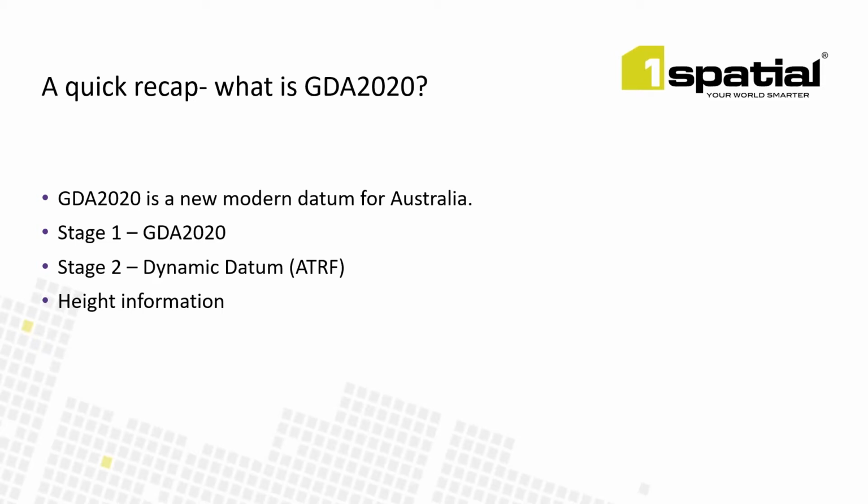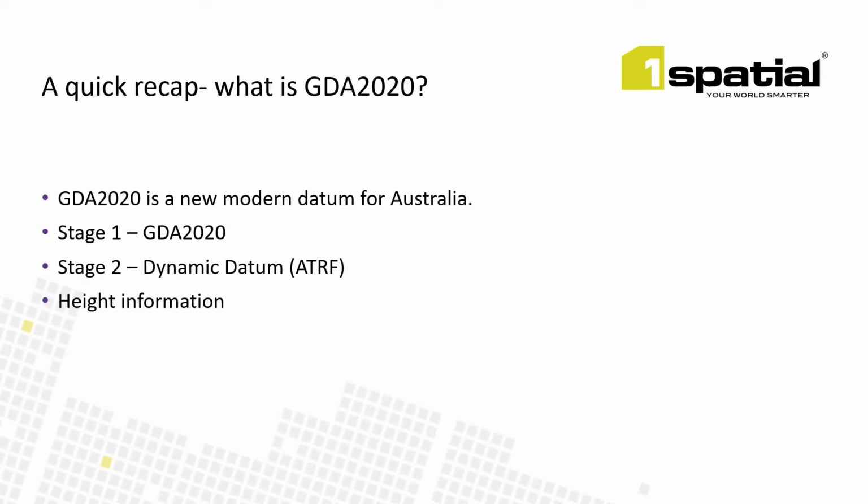So the first stage of the adoption of GDA 2020 is the new GDA 2020 datum, which is another static datum similar to GDA 94, but it is in line with the International Terrestrial Reference Frame at January 1, 2020. And then the second stage is the adoption of a dynamic datum, known as the Australian Terrestrial Reference Frame. That enables data to be aligned in the future and accounts for the tectonic plate motion over time. To adopt this, however, we need to capture some additional metadata containing any measurement.